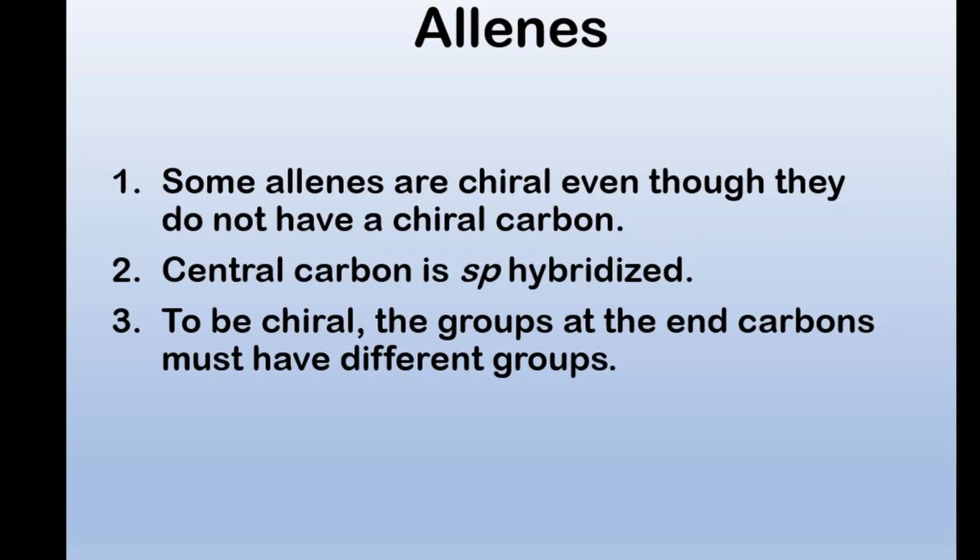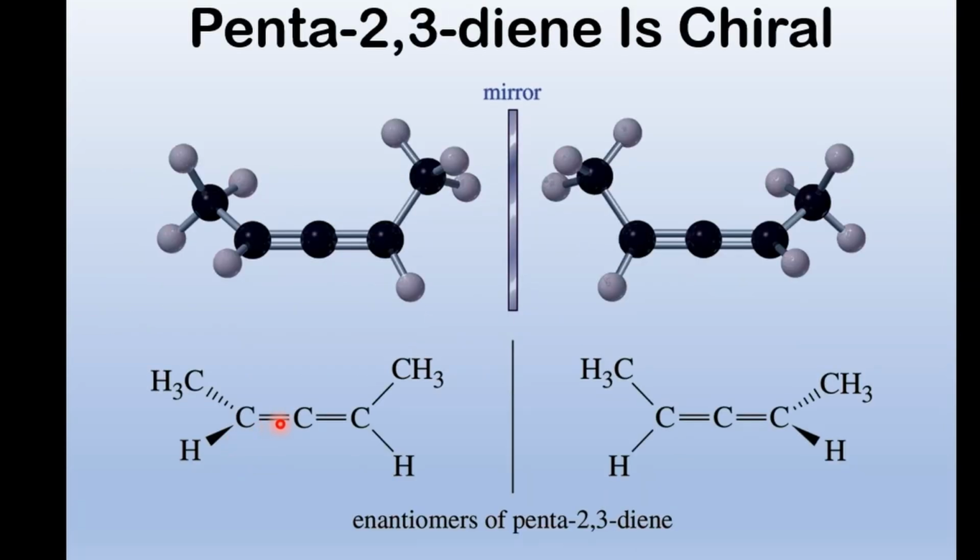They're non-superimposable mirror images. Here's another crazy one, allenes. We'll see what an allene is in a second. Some allenes are chiral, even though they do not have a chiral carbon. The center carbon is sp hybridized. To be chiral, the groups at the ends of the carbons must have different groups. So this thing here, this is an allene. It has this sp hybridized carbon in the middle, and these are sp2. And so none of this can rotate, and it locks these in place.